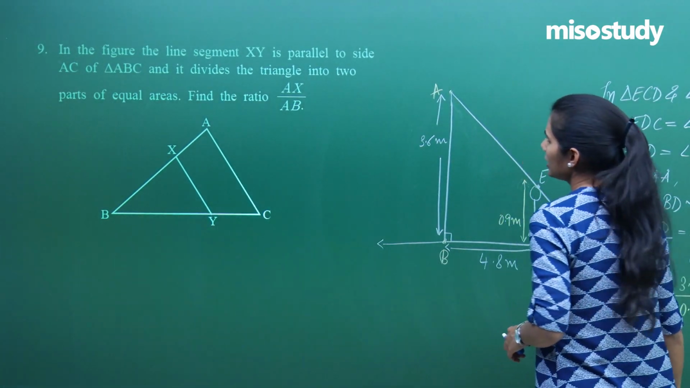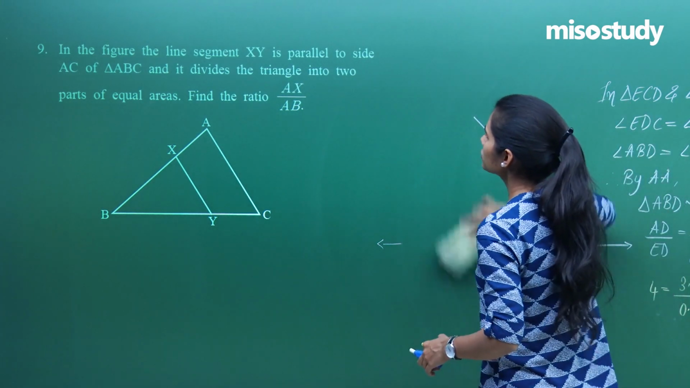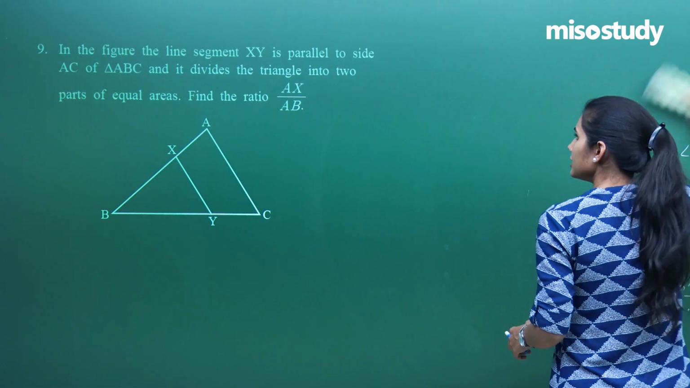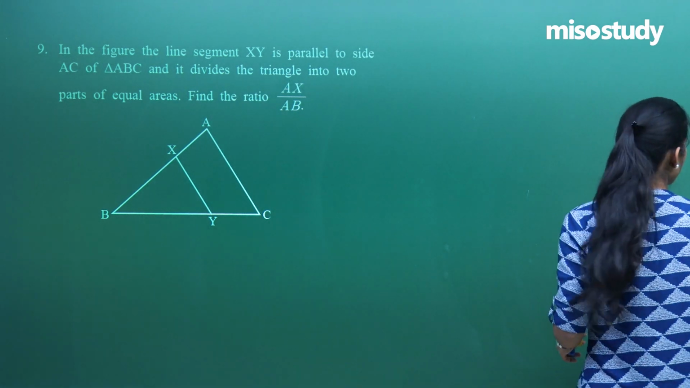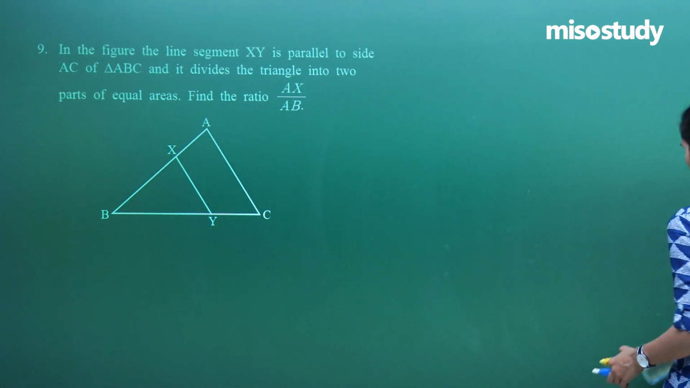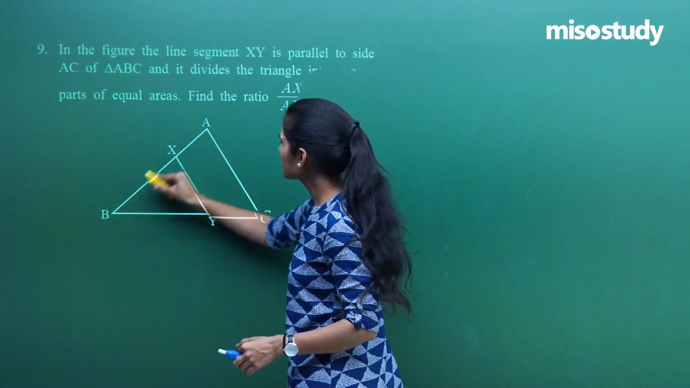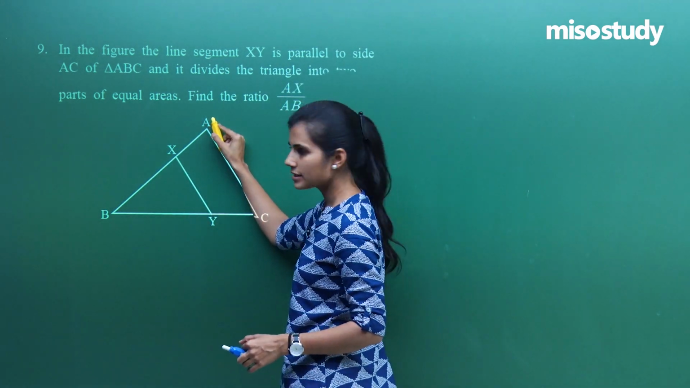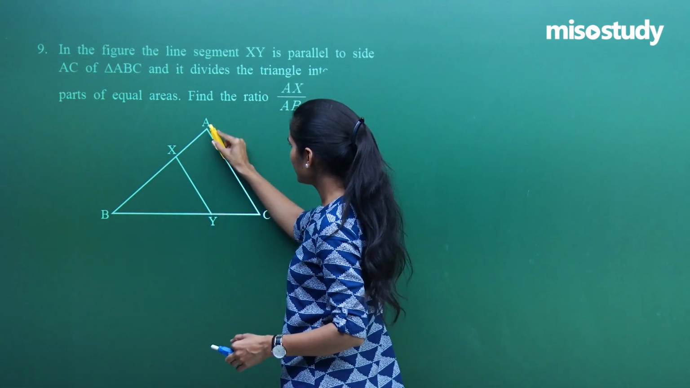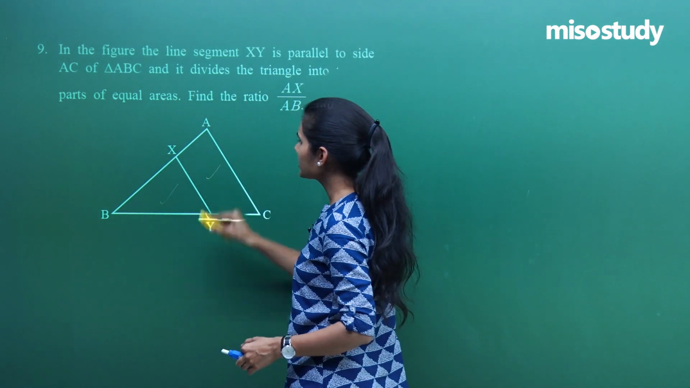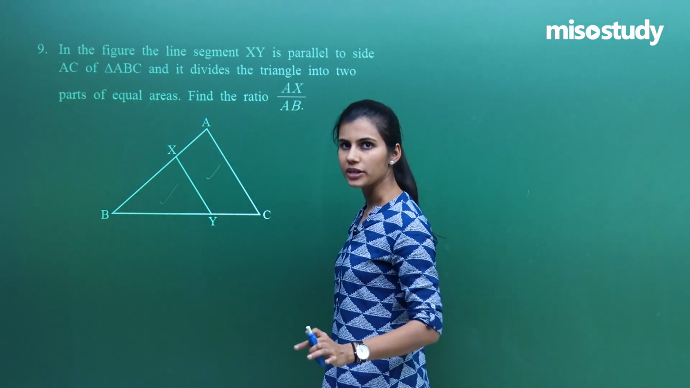In this figure, the line segment XY is parallel to the side AC of triangle ABC and divides the bigger triangle into two parts of equal areas. Right now you can see this XY line is dividing this complete bigger triangle into two parts. One is triangle XBY and another is this quadrilateral AXYC. Both this and this have equal areas. That's what is written in the question.